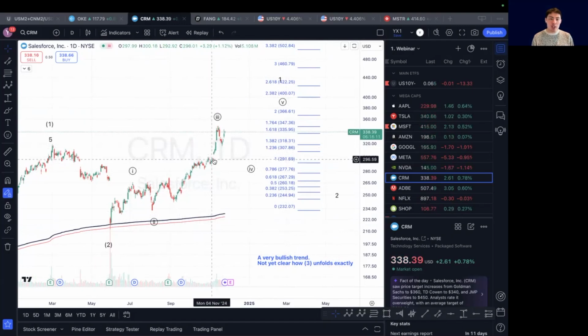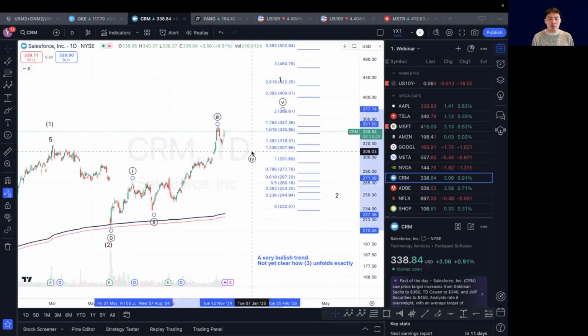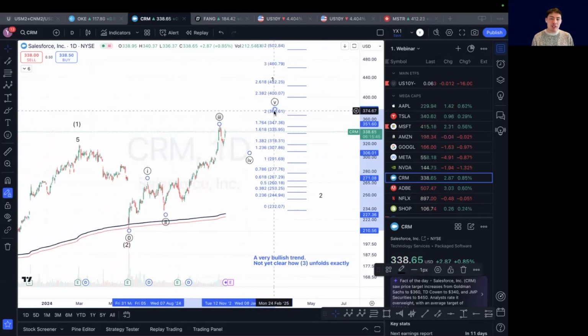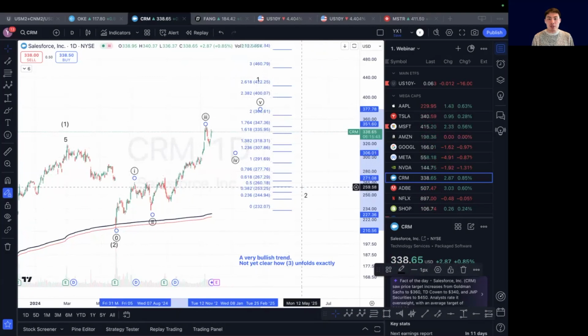CRM, a very bullish chart, but I think it is running into near-term resistance here at the 1.76 extension of wave 1. And typically you will see the stock retrace to somewhere around here, the 307 level. If we get that retrace, it could be a nice entry point to play the final wave, wave 5. Or if you're even more patient, we can wait for this entire wave 1 to complete to play the wave 2.